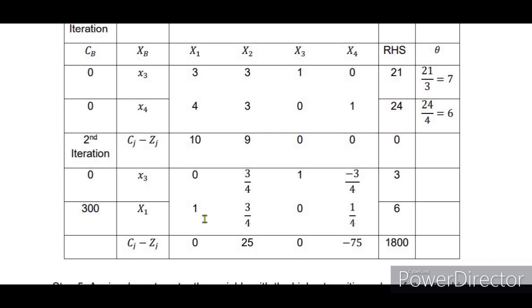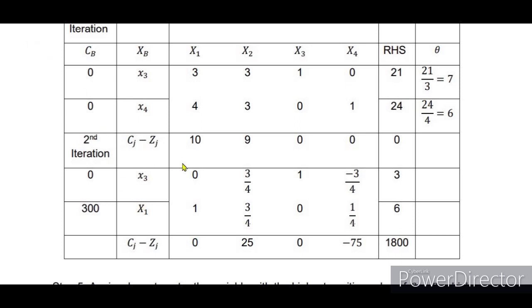Okay, so we choose 3. So 3 times 1 is 3. Now 3 minus 3 is equal to 0. Okay, so always remember, we always make an identity matrix between the variables under x sub b, which is for the second iteration x sub 3 and x sub 1. So whatever the variables here, we will make identity matrix between them to proceed with our iteration.